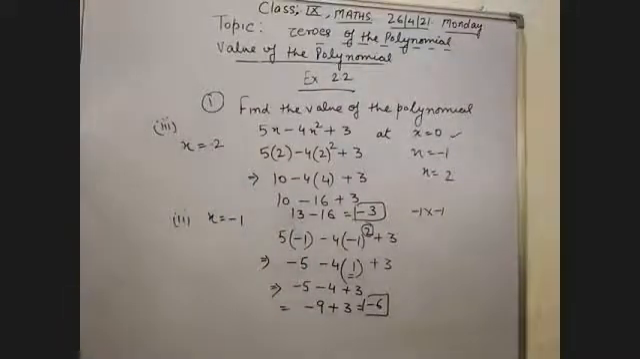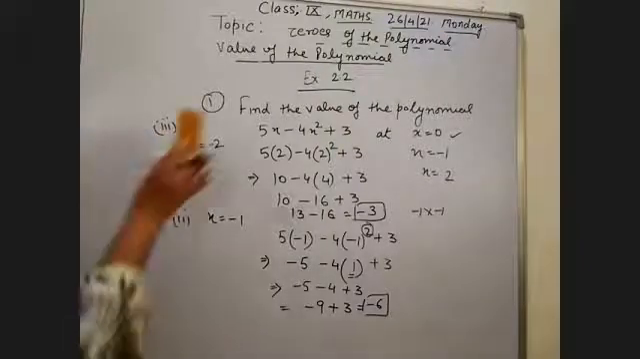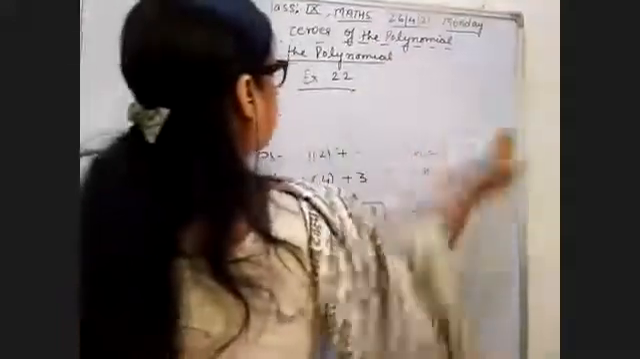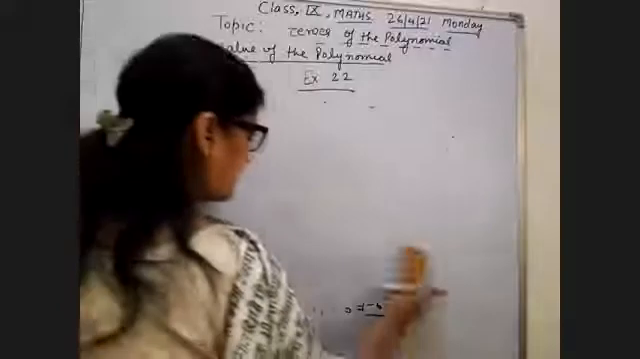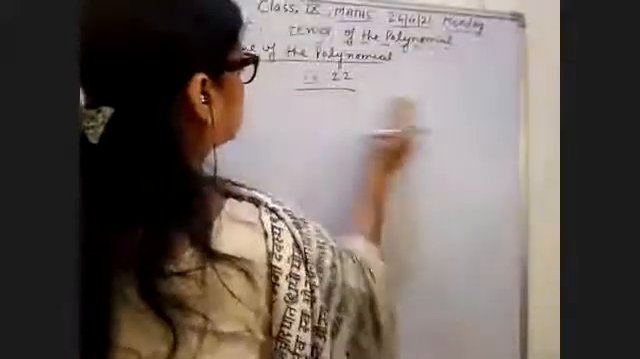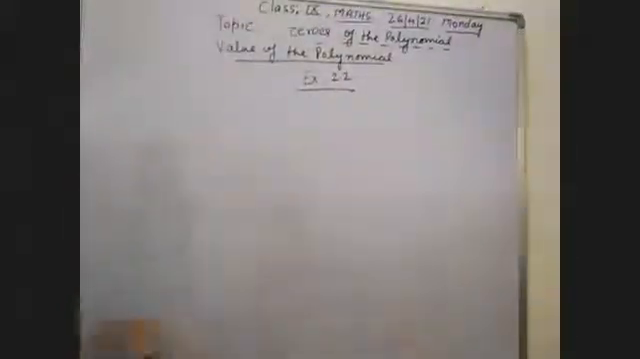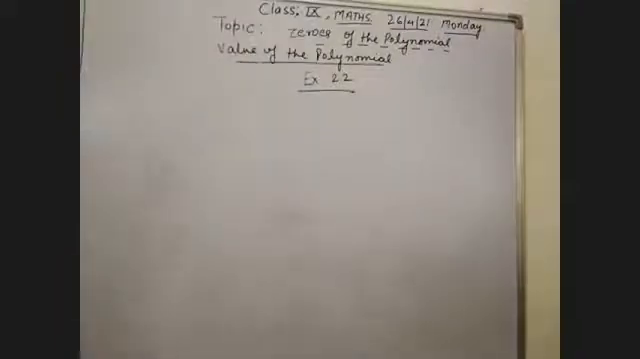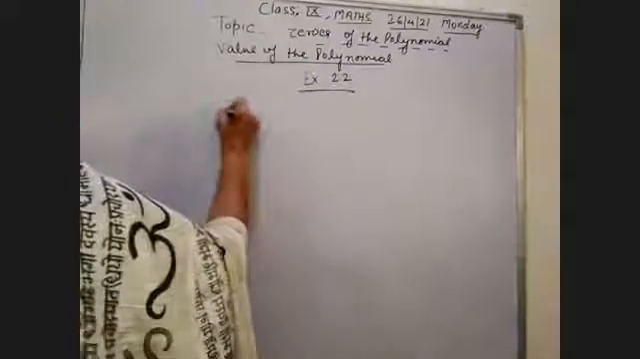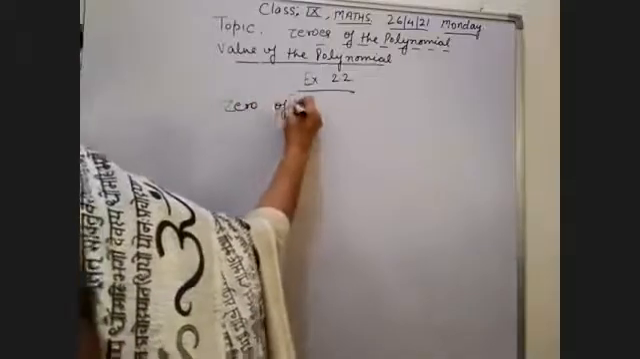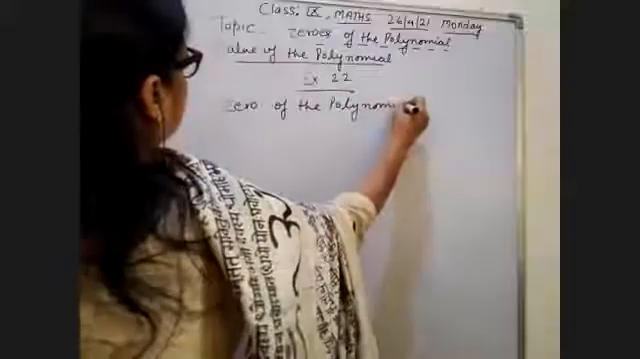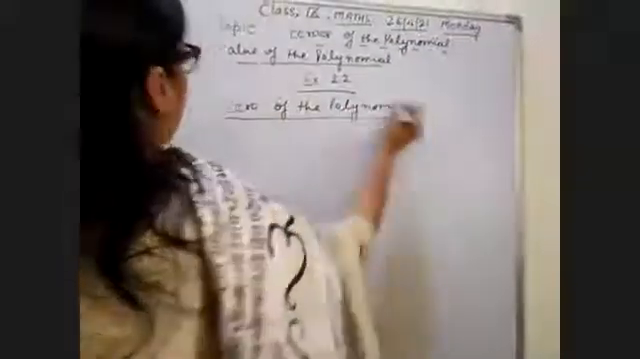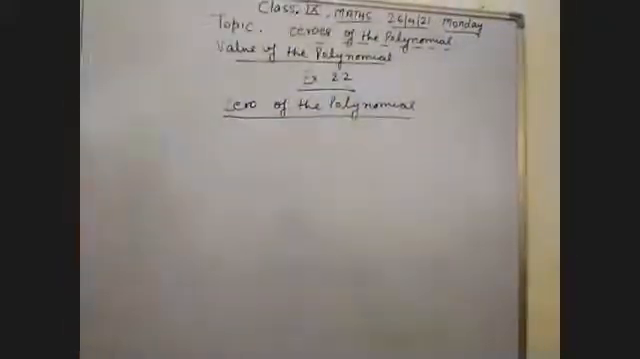Now our next topic is 0 of a polynomial. Second question, you will attempt it yourself. Now our next topic is 0 of the polynomial. What is 0 of the polynomial? How we find the 0 of the polynomial?